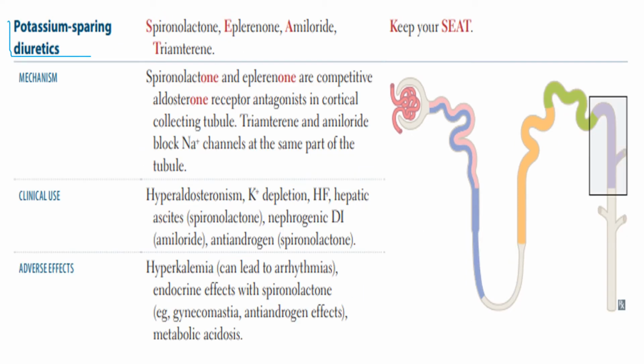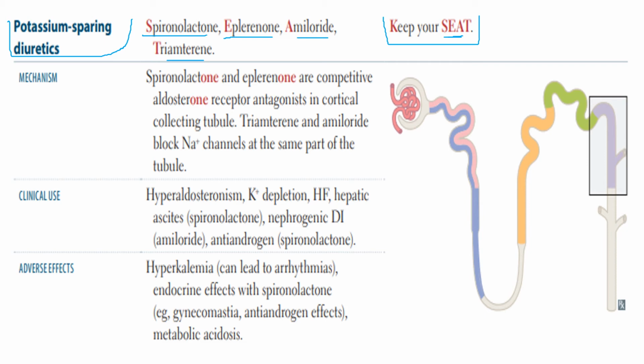Potassium sparing diuretics. This includes spironolactone, eplerenone, amiloride, and triamterene. You can remember it by a mnemonic: "Keeps your SEAT." SEAT is our mnemonic. S for spironolactone, E for eplerenone, A for amiloride, and T for triamterene.